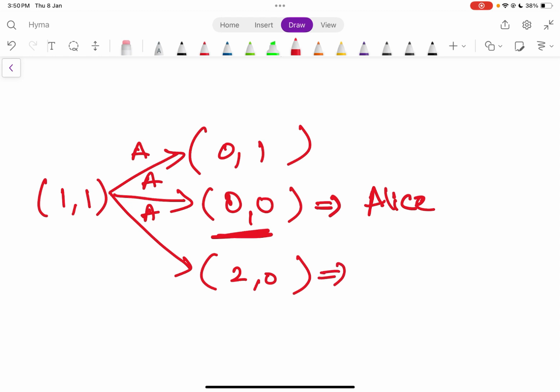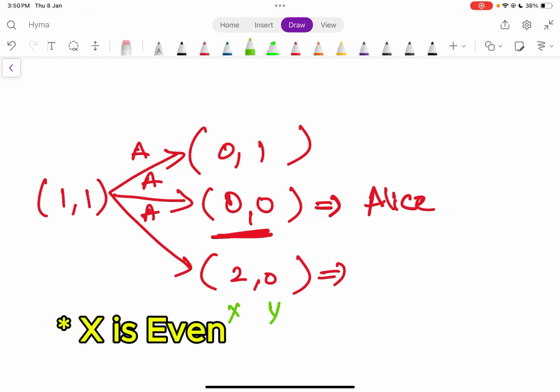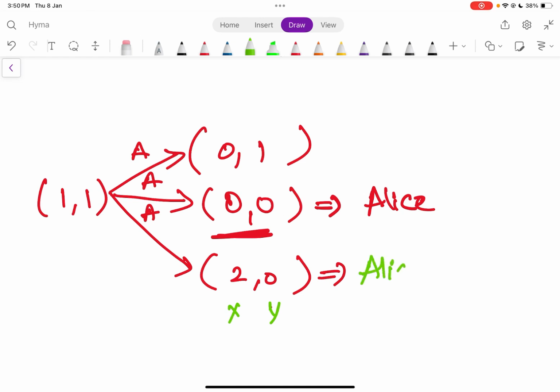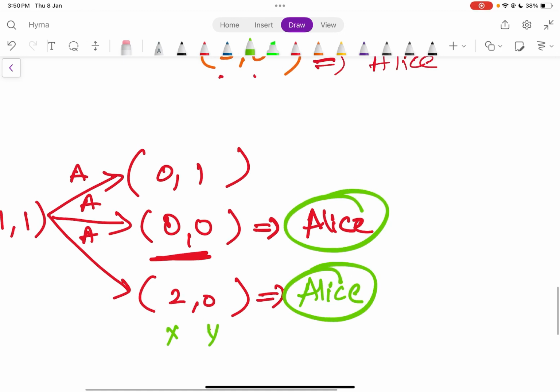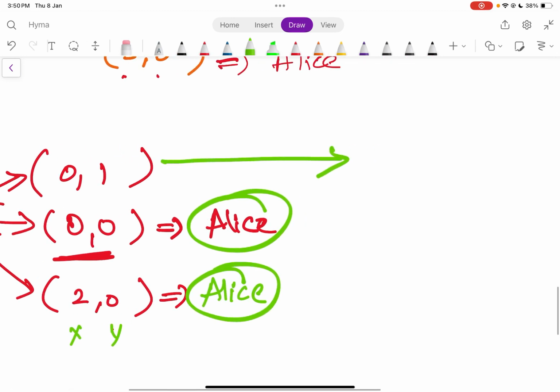So in this condition, the next player that is going to play is Bob, and that means the conditions are swapped now. As y is 0 here and x is positive, the player that is going to win is Alice. So we got an answer here also. Let's try to expand this.